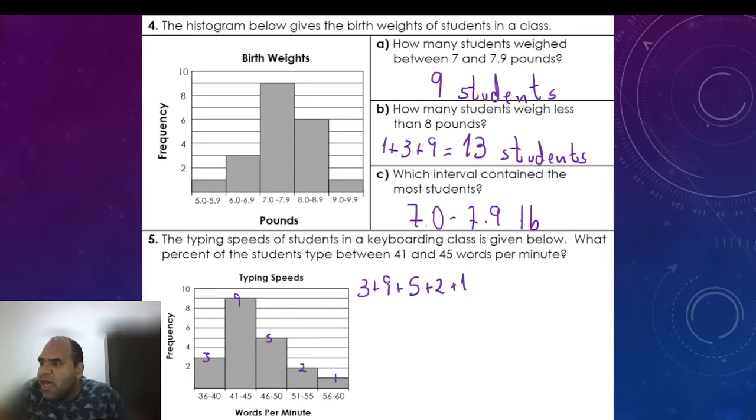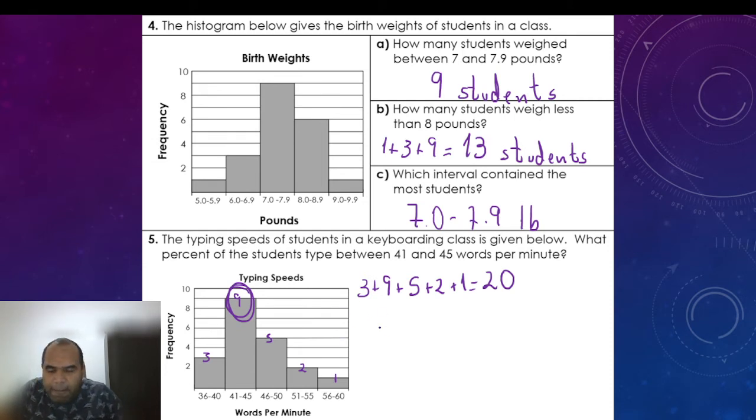3 plus 9, 12. 12 plus 5, 17. 17 plus 2, 19. 19 plus 1, 20. The quantity of students I have is 20. And the group I'm talking about is 41 to 45. Is this group here. I'm talking about this group. How can I find it here?